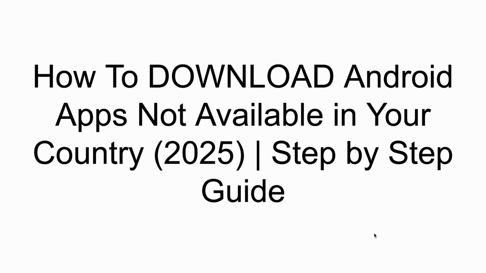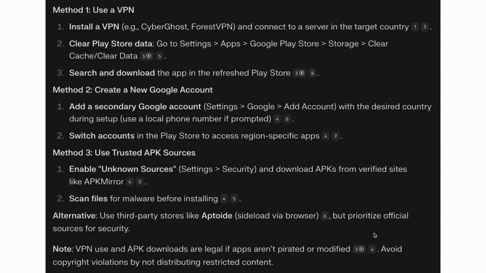How to download Android apps not available in your country. First one is to use a VPN. Install a VPN and connect to a server in the target country. Clear Play Store data: go to Settings, Apps, Google Play Store, Storage, Clear Cache/Clear Data. Then search and download the app in the refreshed Play Store.